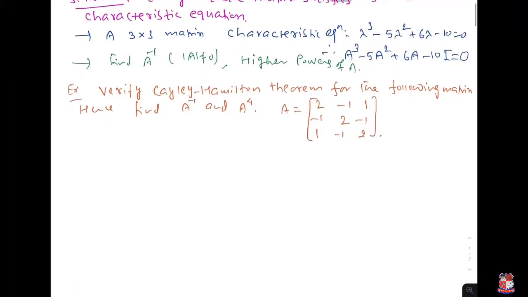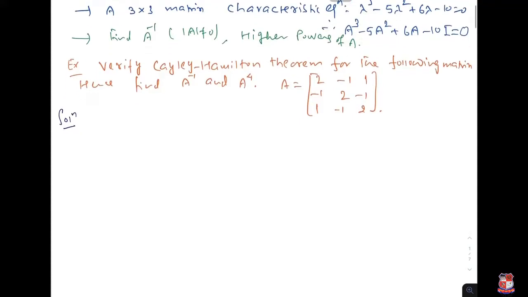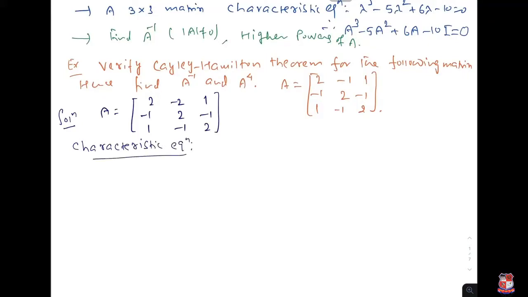So now let us solve this example. If this kind of example is asked in GTU, it will be of 7 marks. So A equals 2 minus 1 1, minus 1 2 minus 1, 1 minus 1 2. Now we need to find the characteristic equation. So the first step is the characteristic equation. We know how to find it.